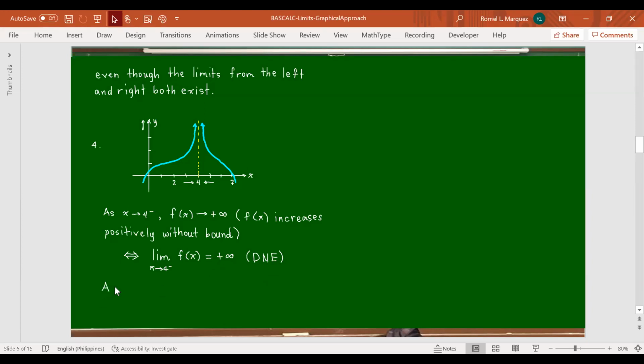Okay po. So as x approaches 4 from the right this time, nahilo ako, nagbi-blink yung screen ko. I think there's a problem with the screen. I don't know. First time to blink like that.